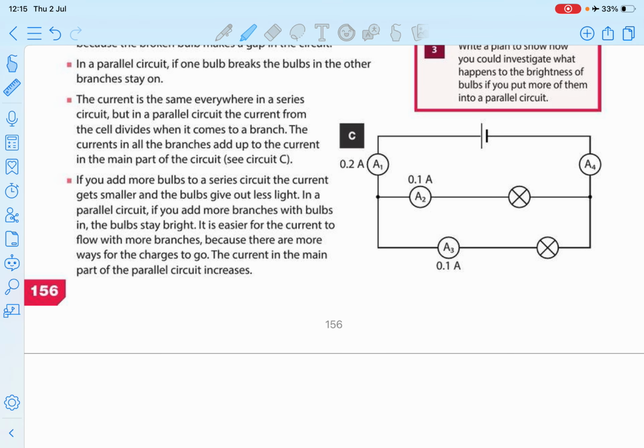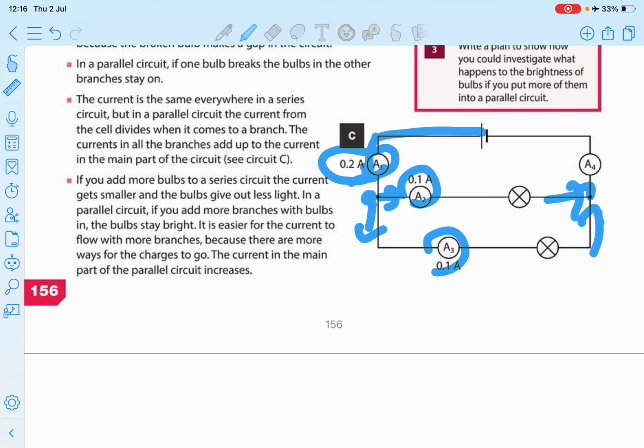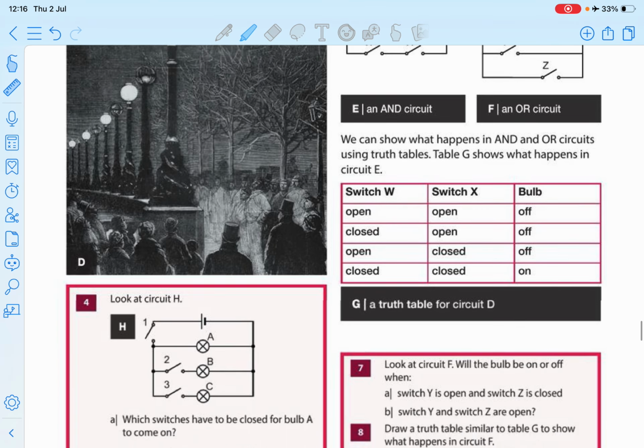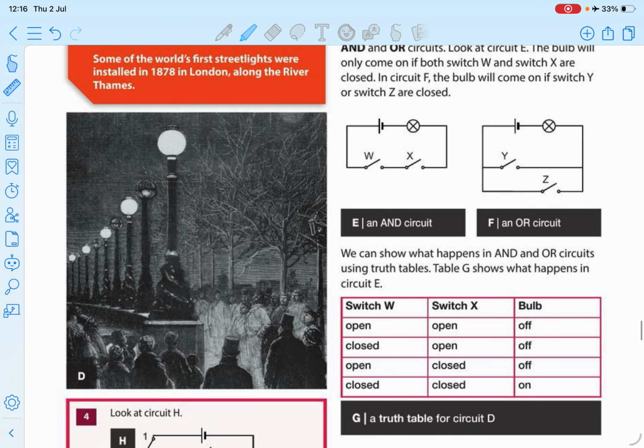And you can identify here what I explained: the 2 ampere is equal to the sum of these amperes, because this is the junction, and at this junction the current is divided into two pathways. After that, here, this one and this one combine again, so A4 should be 0.4. That's a small part. And I hope you have the ability to identify, if they give a complex circuit, which bulbs are connected in series and which bulbs are connected in parallel.